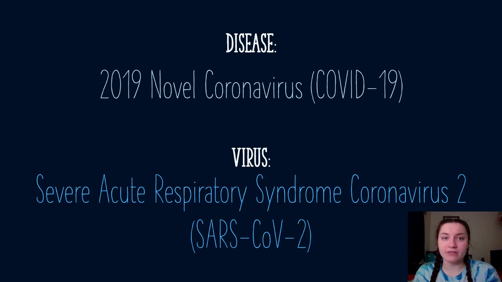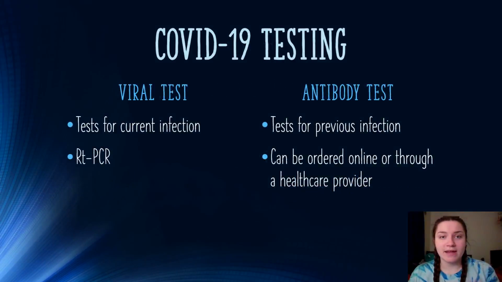2019 novel coronavirus, or COVID-19, is the name of the disease caused by the severe acute respiratory syndrome coronavirus 2, known in short as SARS-CoV-2. There is a viral test and an antibody test for COVID-19. The viral test is for current infection and uses a real-time reverse transcriptase polymerase chain reaction. The antibody test may be ordered online or through a healthcare provider and is used to test for past infection by detecting IgG and IgM antibodies.